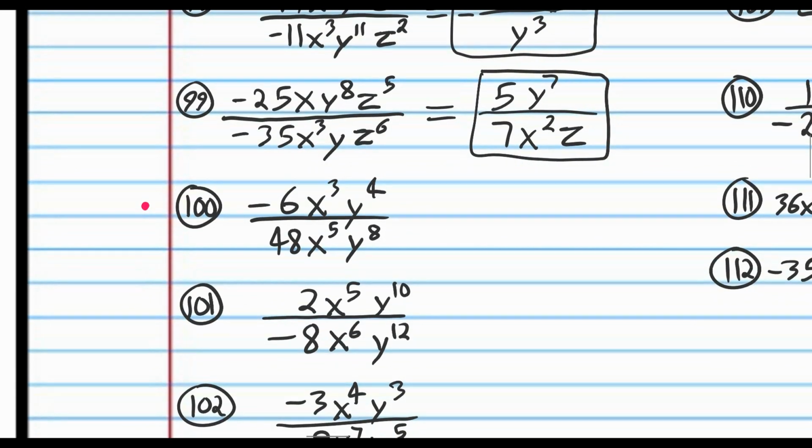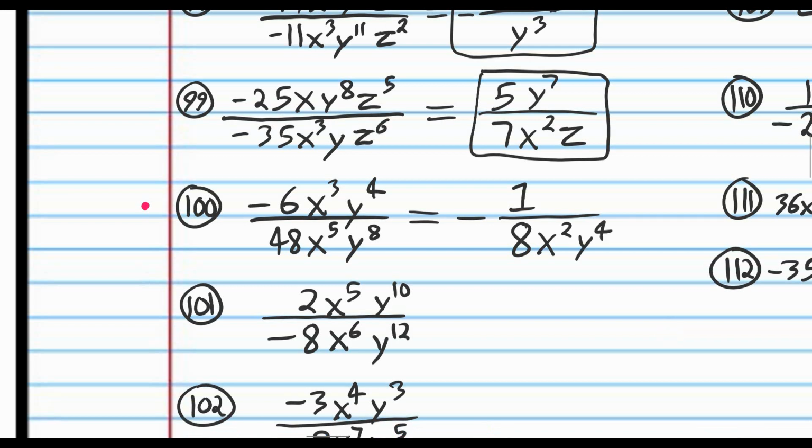All right, so number 100 is going to be slightly different, so let's try this problem together. A negative divided by a positive is going to be a negative, so we know our answer is going to be negative. And we can divide both these numbers by 6. 6 divided by 6 is 1. And 48 divided by 6 is 8. And then we have x to the 2nd power and y to the 4th power.